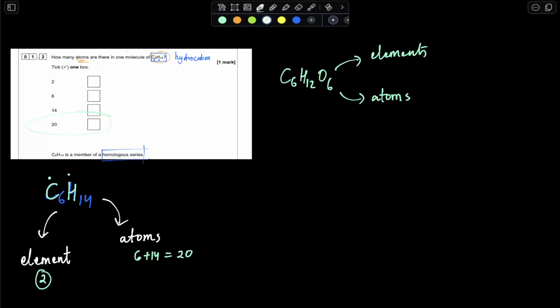So we'll first focus on identifying how many symbols we have. The first one is carbon, the second one is hydrogen, and the third one is oxygen. So we have a total of 3 elements, correct? How many atoms do we have? We have 6 carbon atoms, 12 hydrogen atoms, and 6 oxygen atoms. In total, we have 6 plus 6 is 12, 12 plus 12 is 24 atoms. Hope this makes sense.